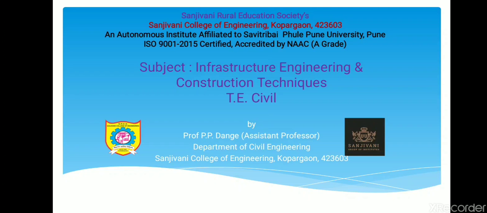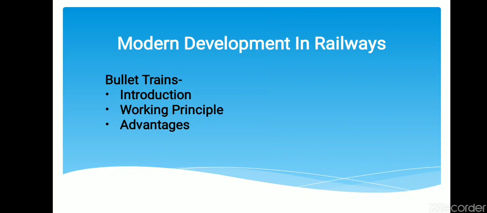In the last lecture, we had gone through the modern developments in railways, that is monorails and metro rails. So in this lecture, we are going to discuss the bullet trains. We will go through the introduction as well as the working principle, along with the advantages and disadvantages of the bullet trains.